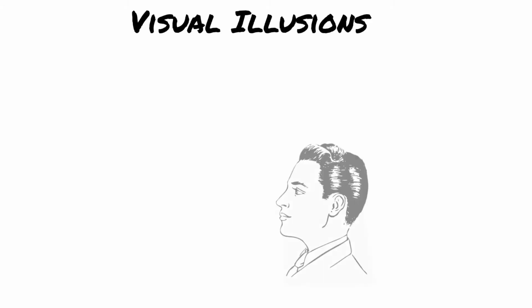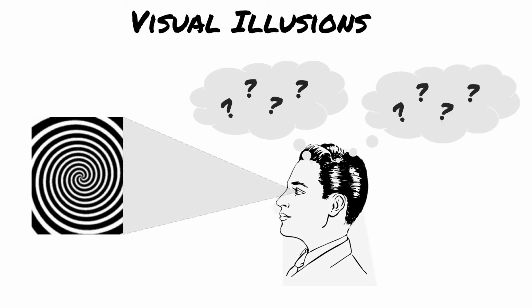Now that you have a basic understanding for how the visual system works, let's dive into some of the more exciting stuff, specifically how our visual system can be fooled into giving us altered perceptions of reality.